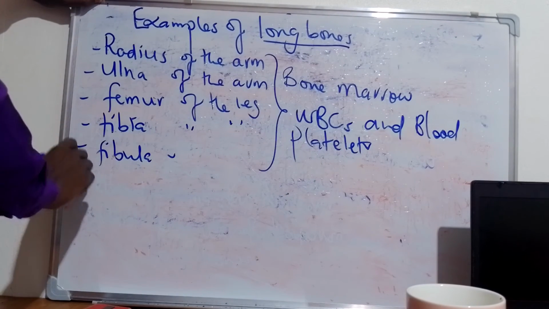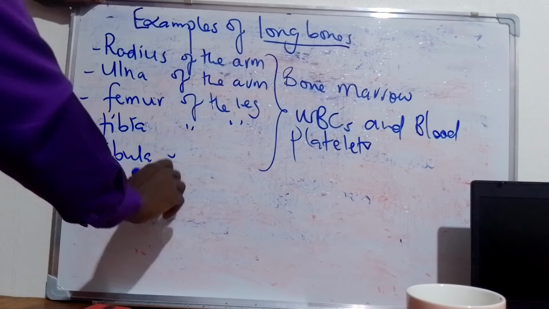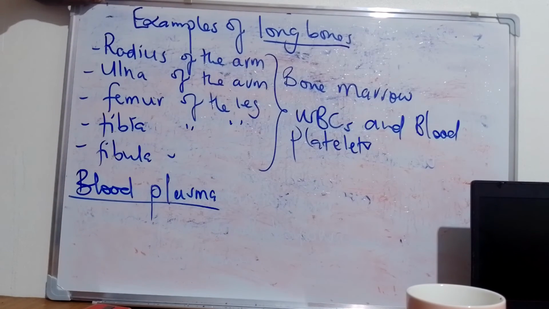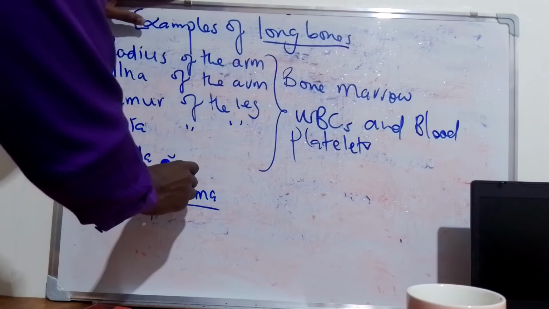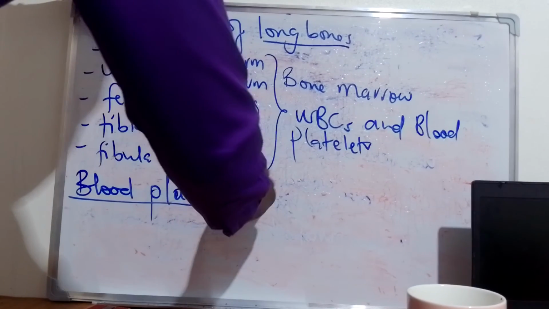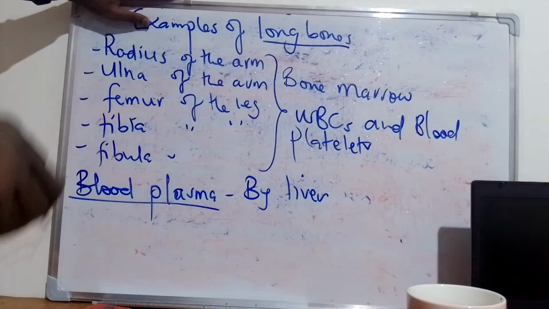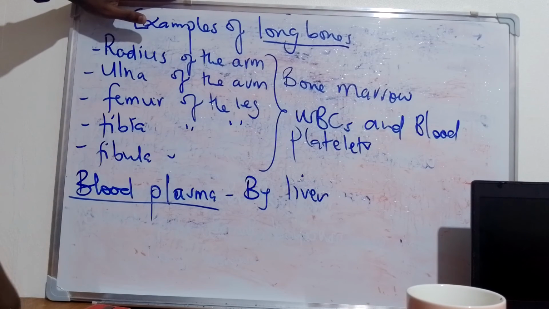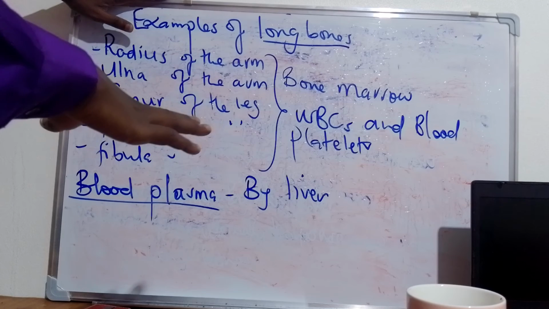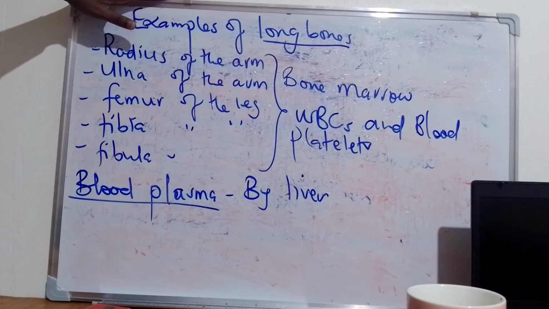Last thing, we're talking about plasma. Blood plasma is a fluid like part of blood, the watery part of blood, manufactured by the liver. One of the functions of the liver is that it breaks down excess blood cells, white blood cells, red blood cells, and blood platelets. And by breaking them down, it makes bile. But it is also responsible for making blood plasma to transport the cells manufactured by the bone marrow, in long bones and short bones, across the body.